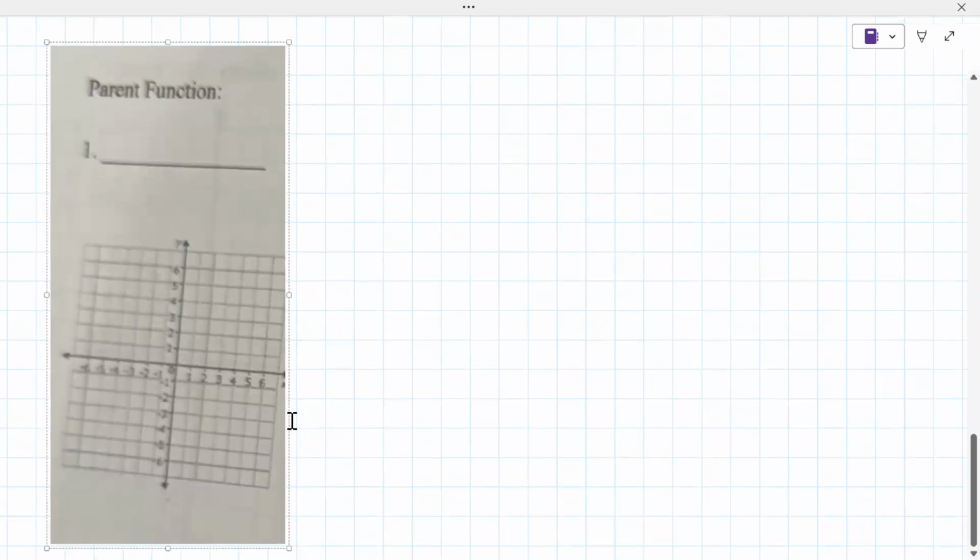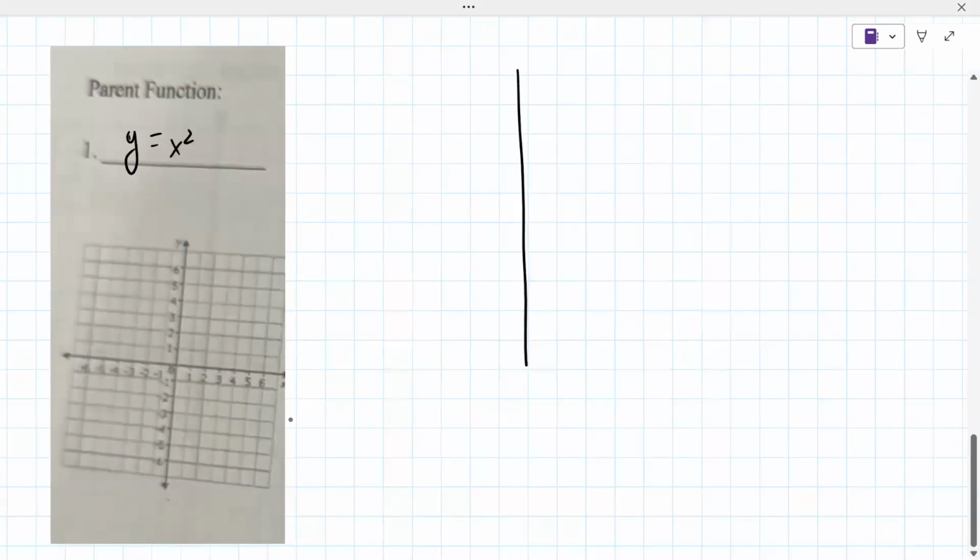Parent function is going to be horizontal compressed by 1/3. That's not what I'm asking for. What is the parent function? f(x) equals x squared. That's the parent function. y equals x squared. All right. So let's make a table. X and y, -2, -1, 0, 1, and 2.